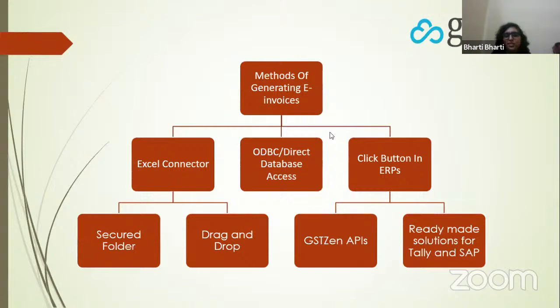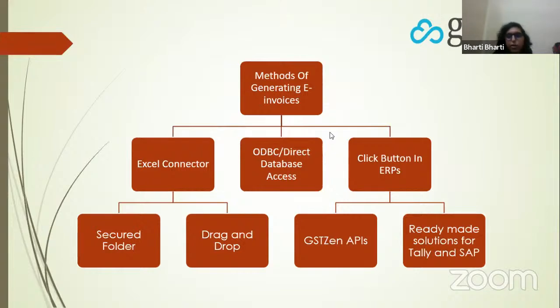Now looking at GSTZen offering. So GSTZen provides various methods through which a person can generate e-invoice. So it can be generated through Excel, wherein we have two methods, secured folder or drag and drop. The secured folder is also known as SFTP. So the file is directly sent from the ERP, which is received by Zen, and we send back the response automatically. In case of drag and drop, you prepare the Excel file, upload it manually to Zen and get the response.